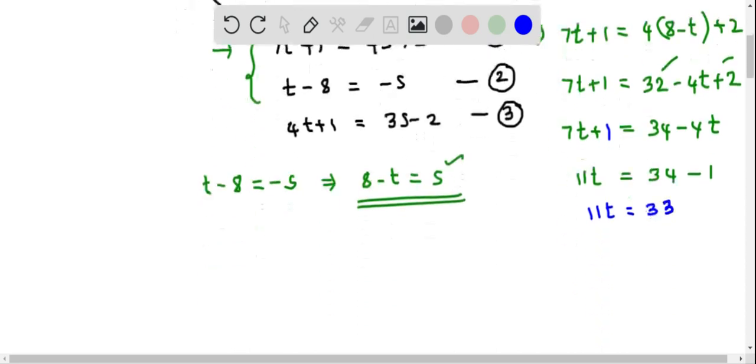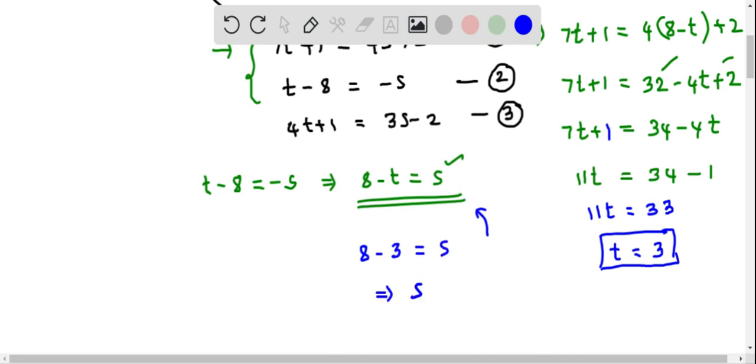Now we divide both sides by 11 so that we get the value of t. So therefore t equals 33 over 11 is 3. So we just found the value of t equals 3. And this means we can substitute into this equation where we will get the value of s. So let me do that. Therefore this becomes 8 minus t, which is 3, equals s. So this implies s equals 8 minus 3 is 5. So now we got the value of both s and t.